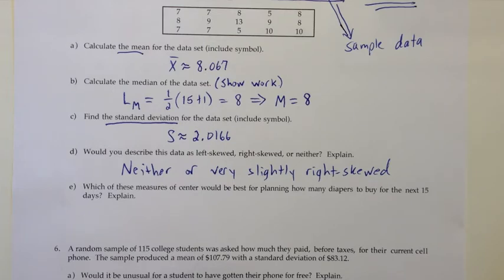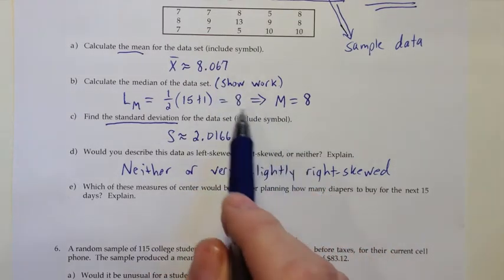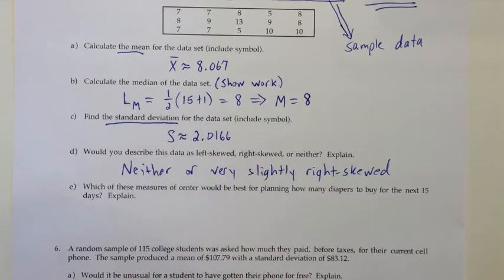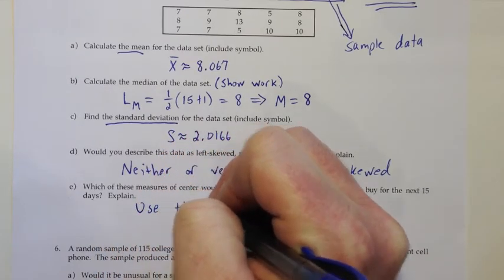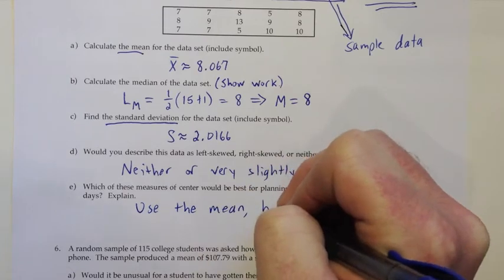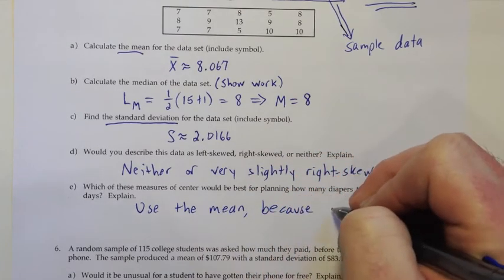And then which of these measures of center would be best for planning how many diapers to buy for the next 15 days, and explain? Well, one of the things that we said in the notes when we were trying to choose which measure of center to use, we said that if the total was important, then you'd want to go with the mean. And here, when we're thinking about how many diapers to buy, it's the total number that she's going to use up that would matter, not what was typical per day, though it kind of in a way doesn't matter too much because those are about the same. So I would say to use the mean, and for my reason I would say because the total number of diapers matters.